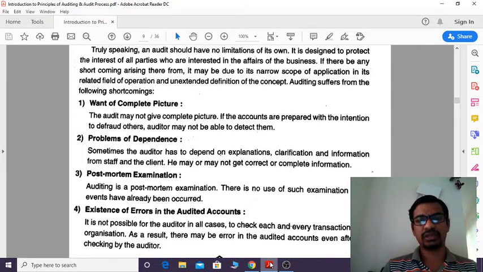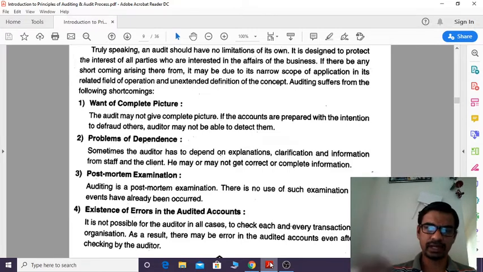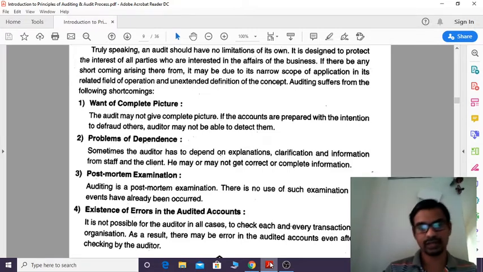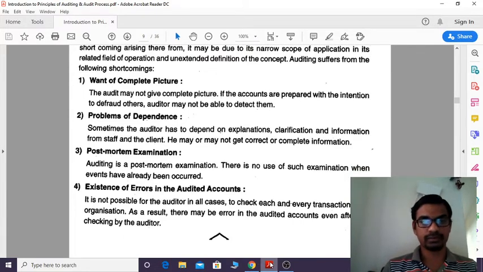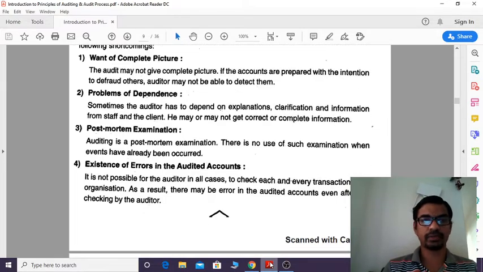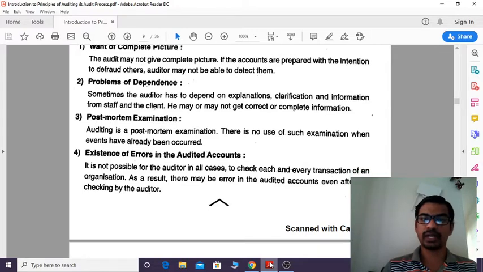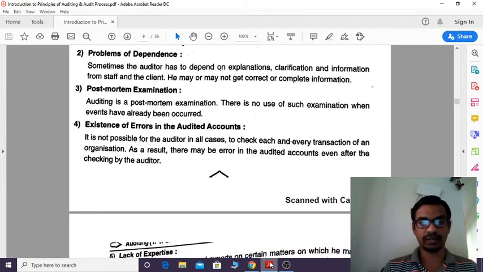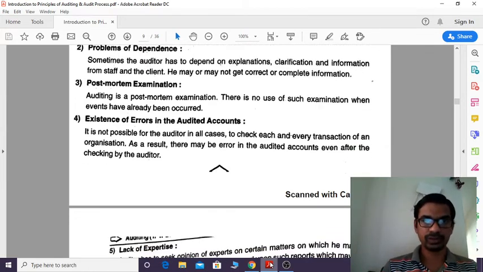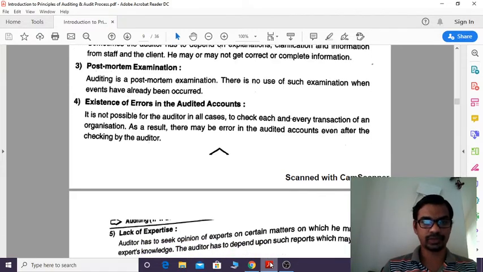If the accounts are purposefully prepared in the wrong manner, then again it is difficult for the auditor to detect the frauds from such accounts, and the auditor can't give the complete picture of the organization. Problems of dependence. Sometimes the auditor has to depend on explanation, clarification, and information from staff and client. He may or may not get correct or complete information. So the role of the auditor involves dependence. The auditor wants explanation, clarification, and information from the staff, but if wrong information is provided to the auditor at that time, it is difficult for the auditor to give the exact position of the business organization.